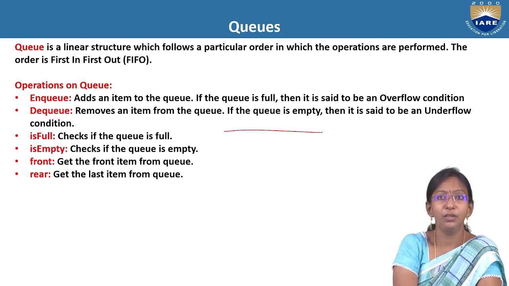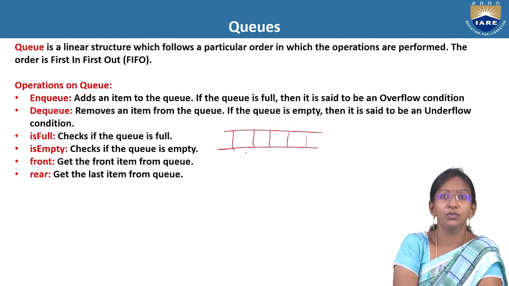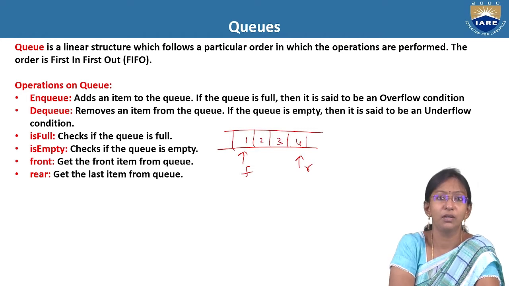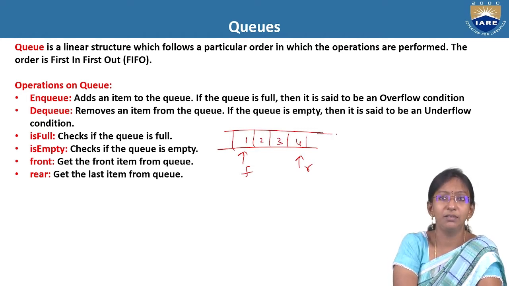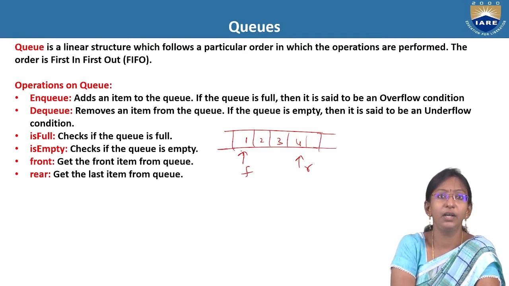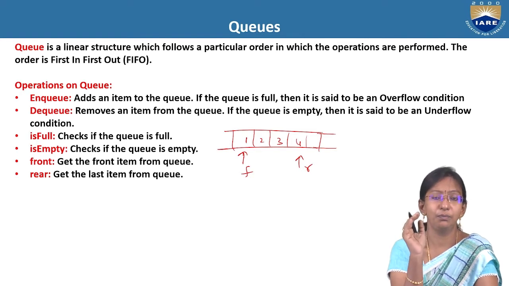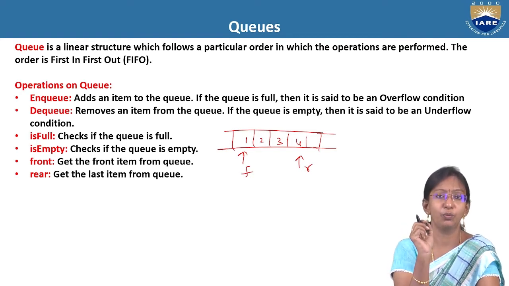So it will be having two ends, my dear. Okay, so front end and rear end. Say 1, 2, 3, 4 are the elements. We insert the elements at the rear end. We delete the elements from the front end. Okay, so these are the list of operations which we are going to perform on queues.